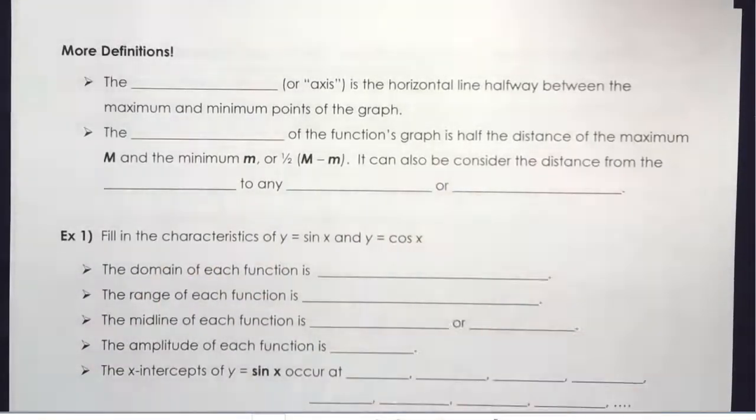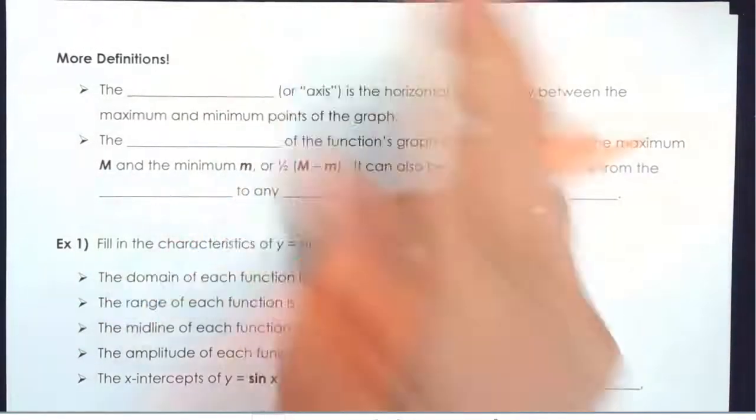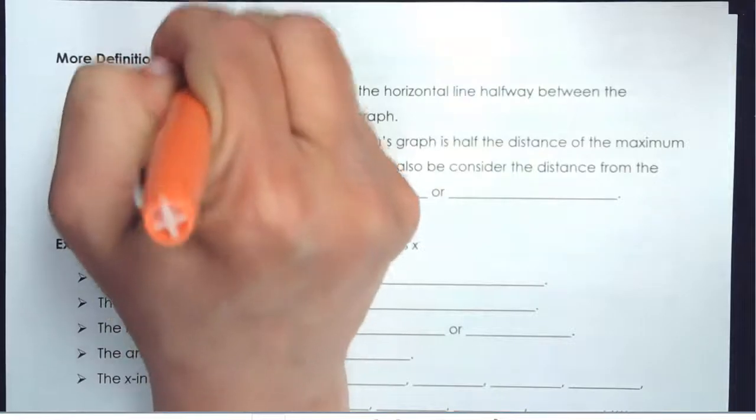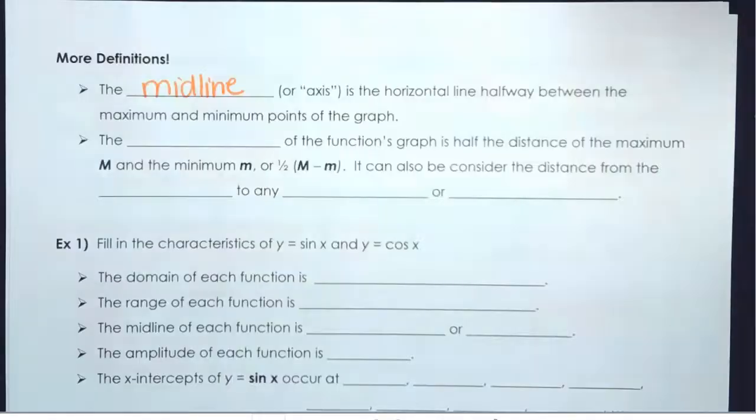So now that we've done that, I want to introduce a couple more definitions to you. There's something called the midline, and some teachers might call it the axis of a trig graph for sine and cosine. This midline is the horizontal line halfway between the maximum and minimum points of the graph. Okay, we'll look at that in a second.